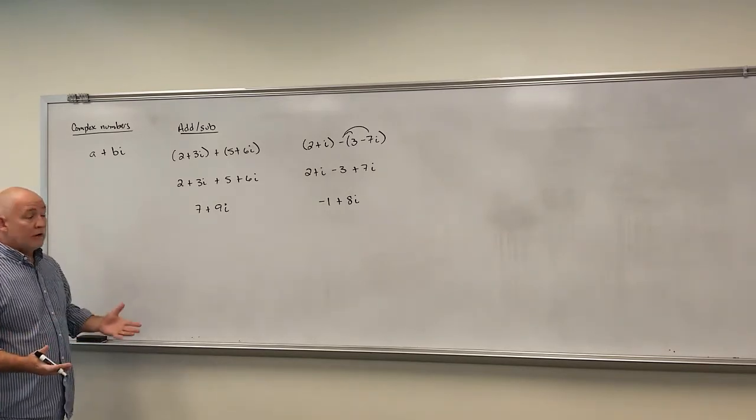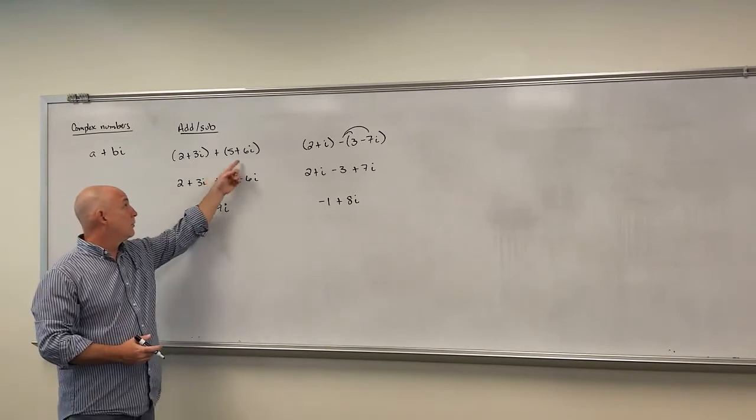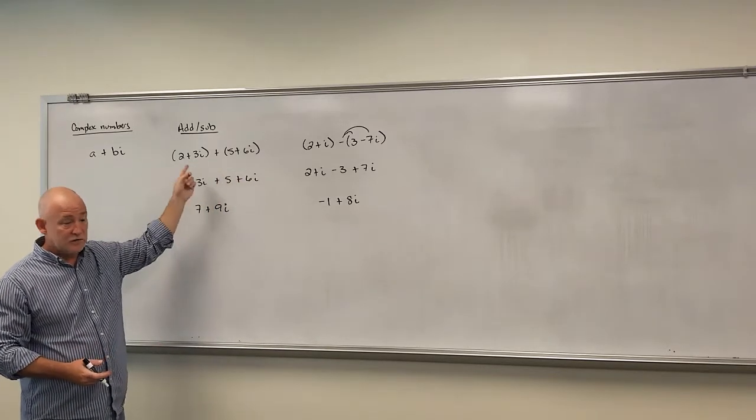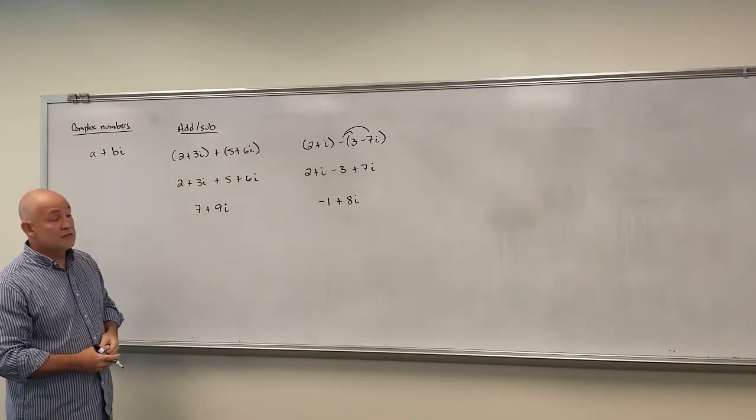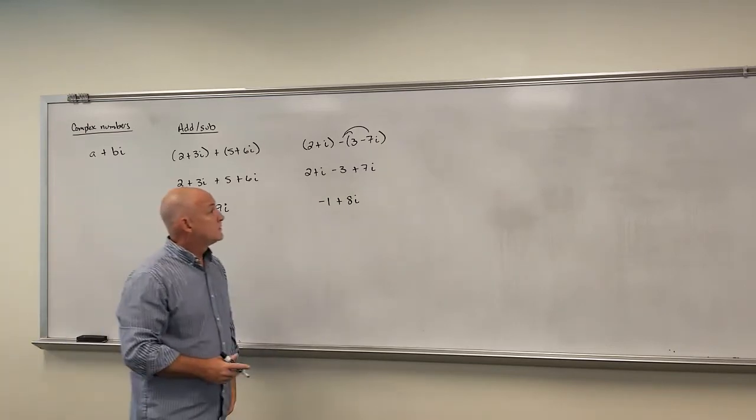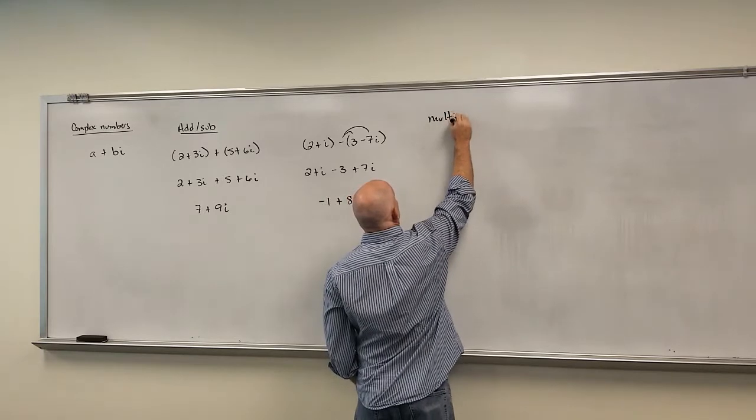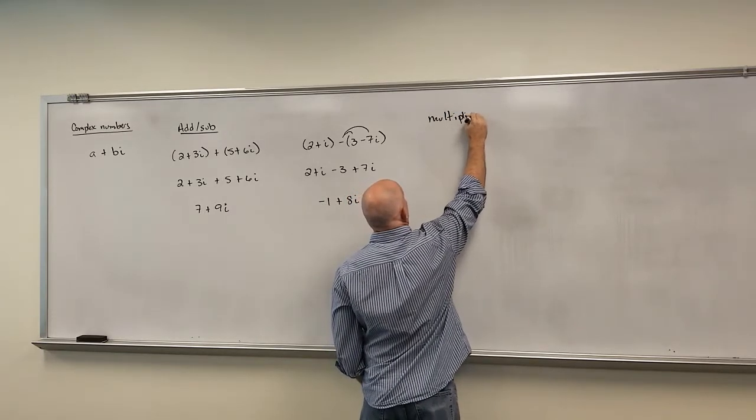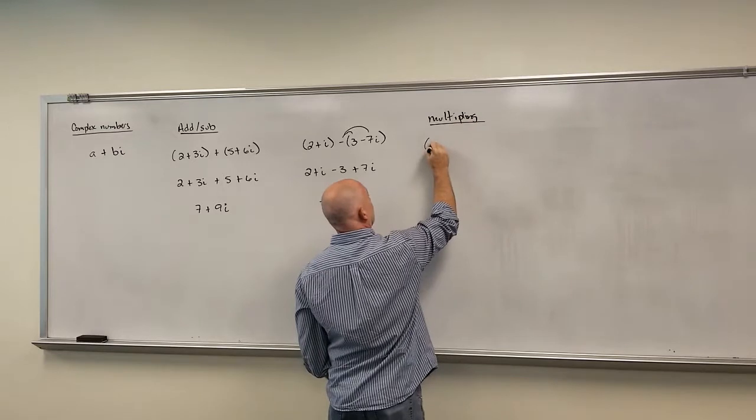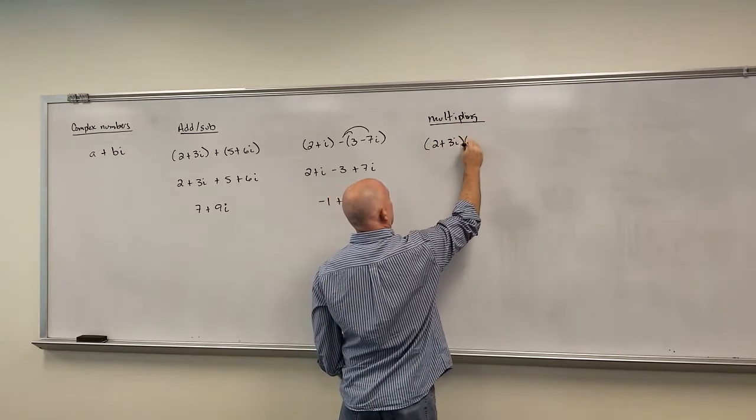Like I said, the only way an author will ever make this more difficult is the numbers may be a little bit more challenging. It may be fractions or decimals, but it's still just basic arithmetic. Let's take a look at multiplying. So again, let's start out with just a quick example.